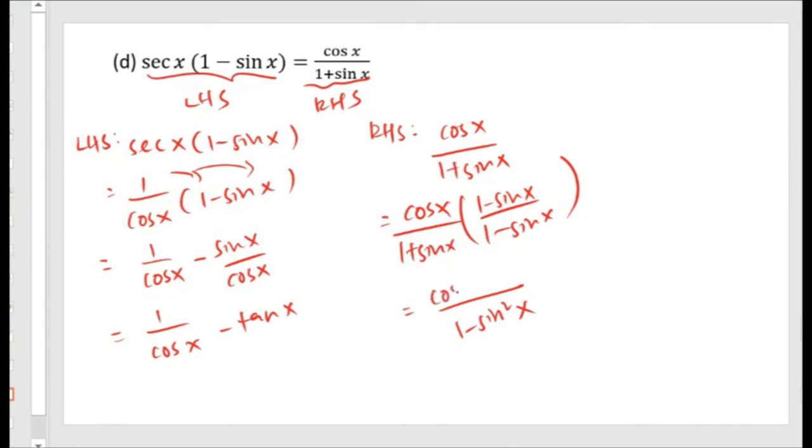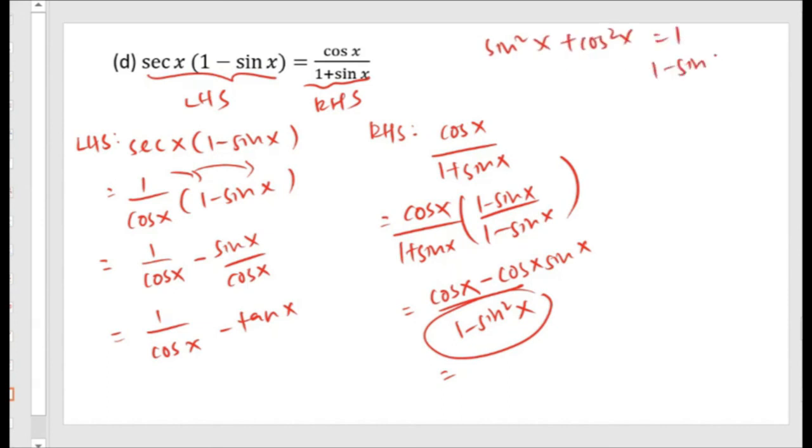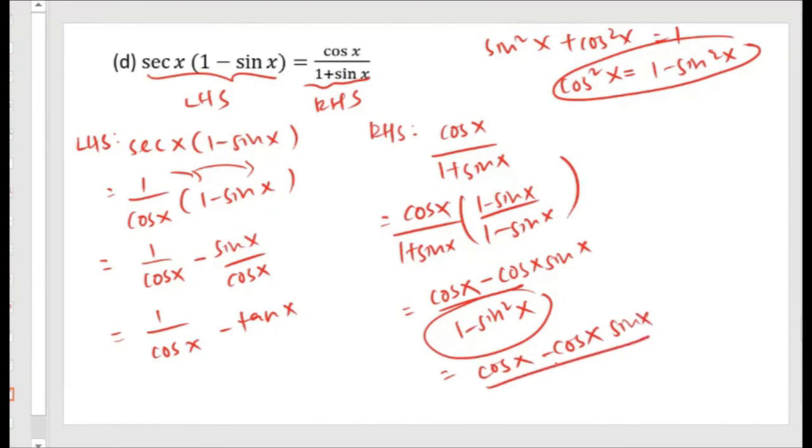Okay, so the upper part is cos x minus cos x sine x now. So the bottom part now: sine squared x plus cos squared x equal to 1, so 1 minus sine squared x equal to cos squared x. This one. So cos x minus cos x sine x over cos squared x. Then we'll continue on.